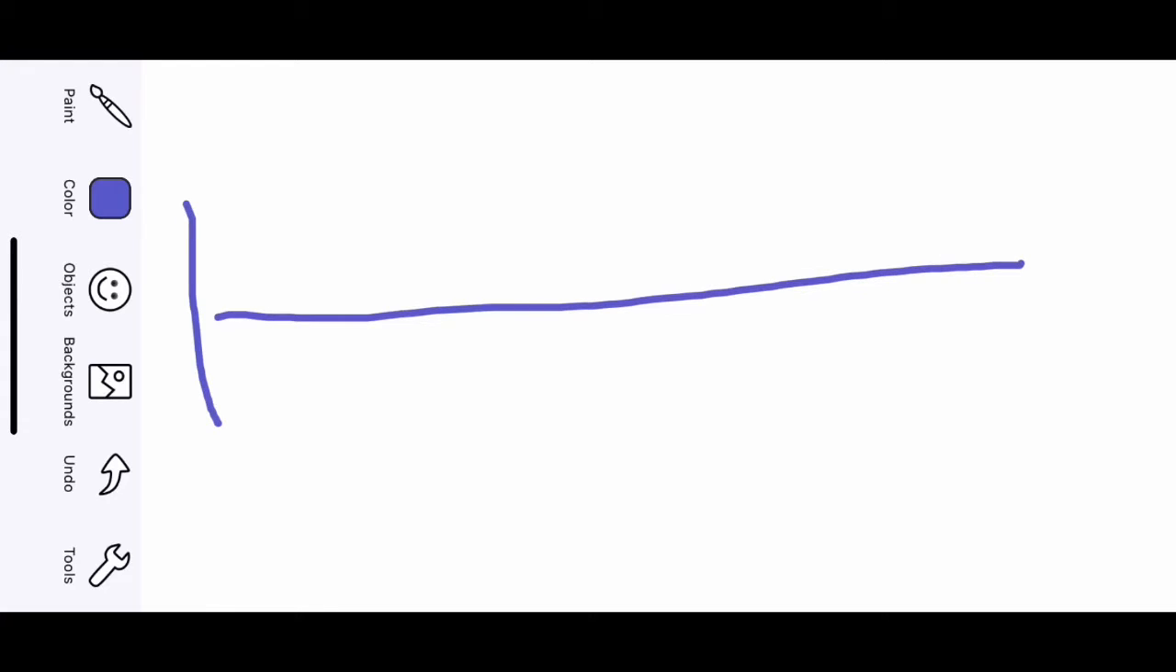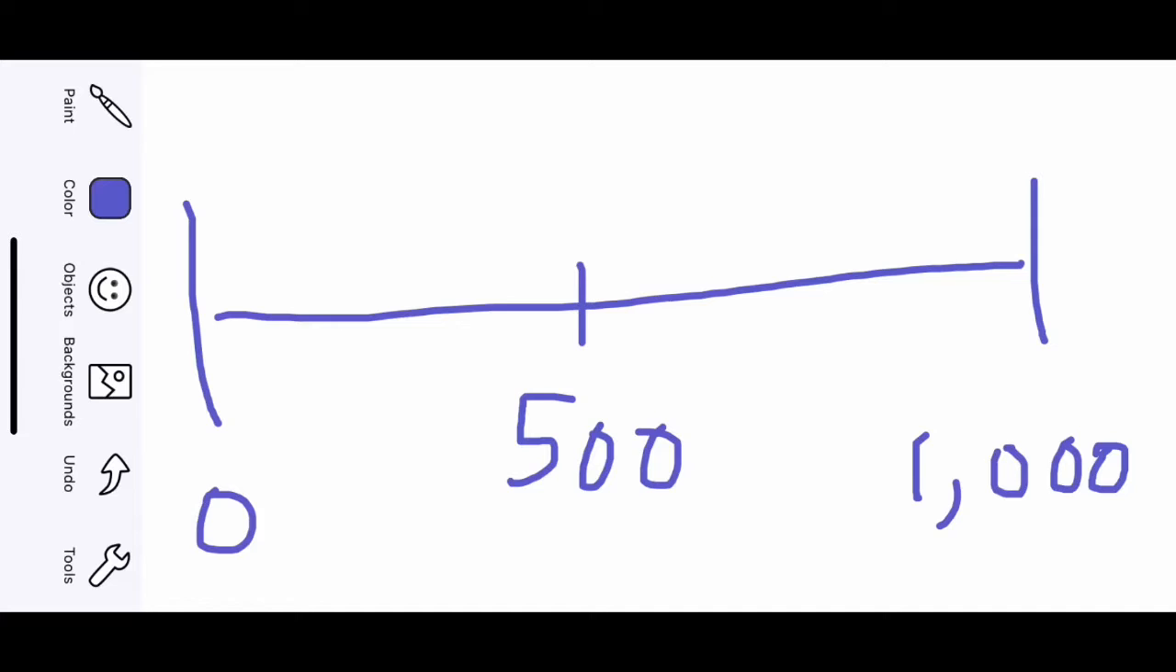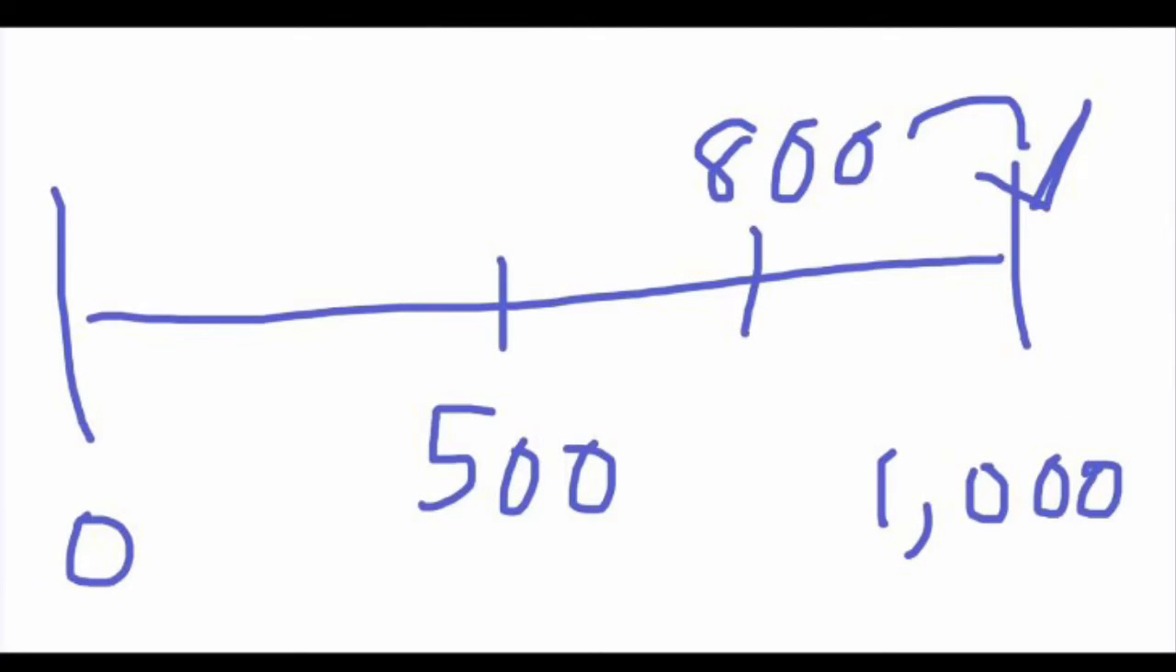So the first thing I did when I looked at this number talk was think about really how big 1,000 was. Then I stopped and thought about what was half of 1,000. So I kind of visualized a number line with 0 on one end, 1,000 on the right end, and 500 in the middle, since 500 is half of 1,000. Then I realized that 800 is more than 500, so 800 would be closer to 1,000.